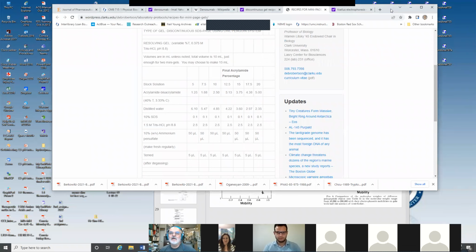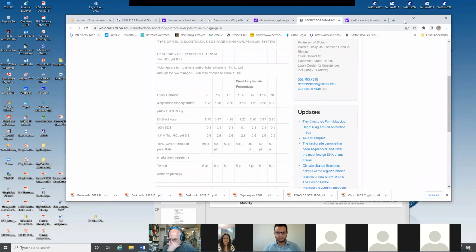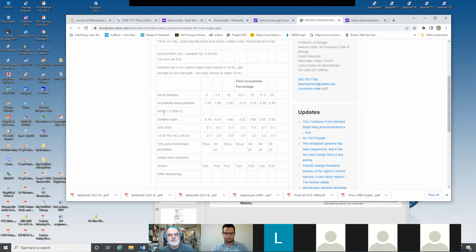So, I'm guessing that not all of you have run gels. I'm guessing that some of you have run gels. I found this morning I could have just gone over to the wall in my lab and photographed a recipe for the acrylamide bisacrylamide mixture. Notice this particular recipe is 40% plus 3.3% bis. There's a certain amount of stock SDS that you add. There's a certain amount of buffer that you add.